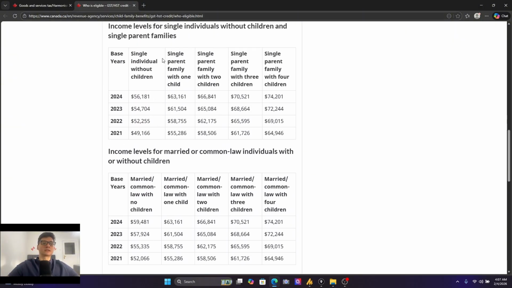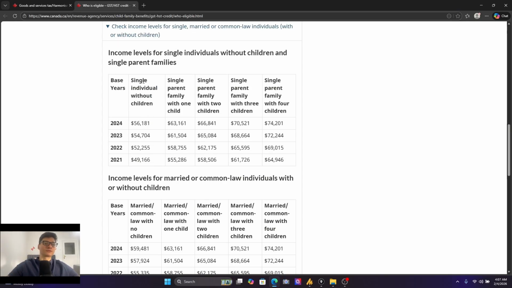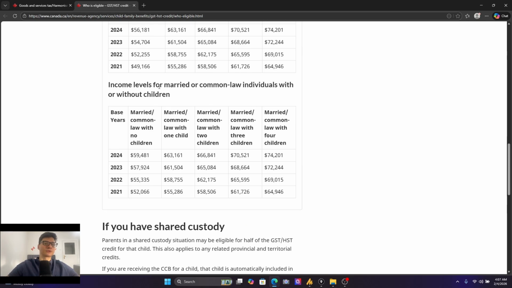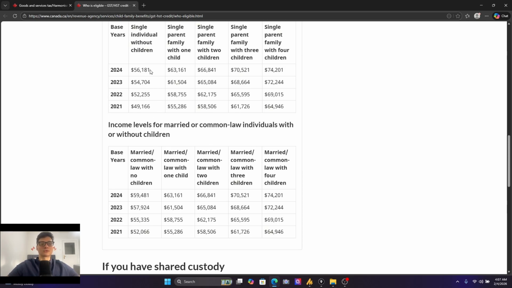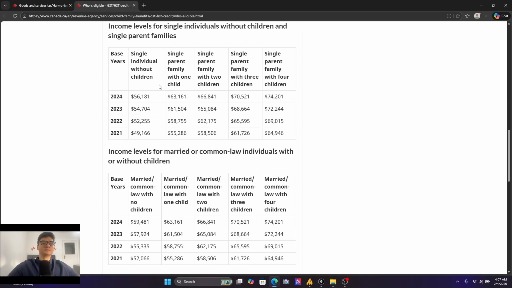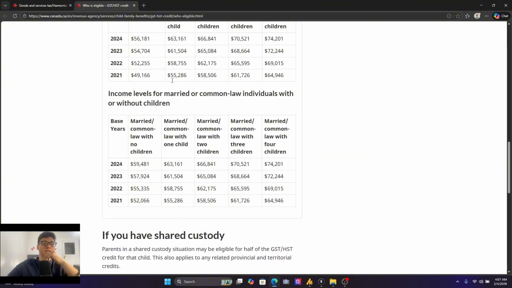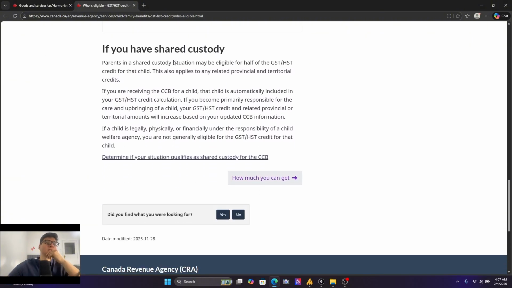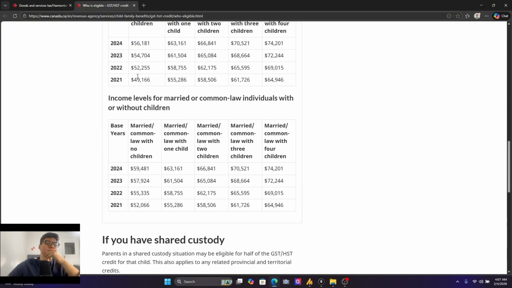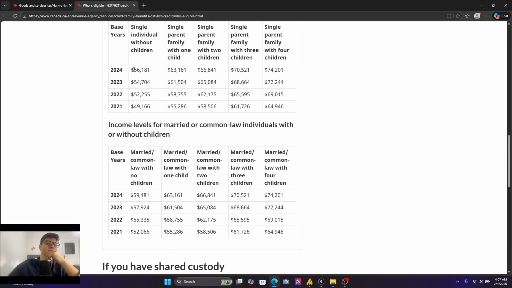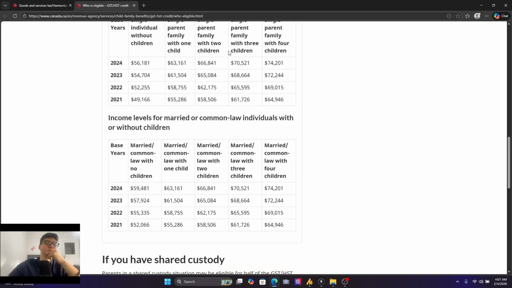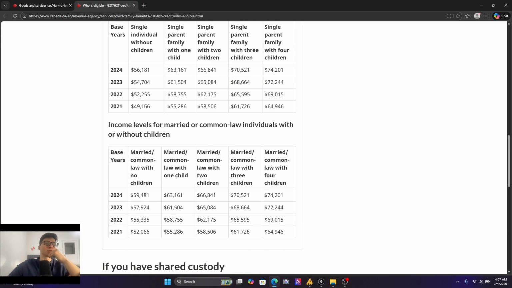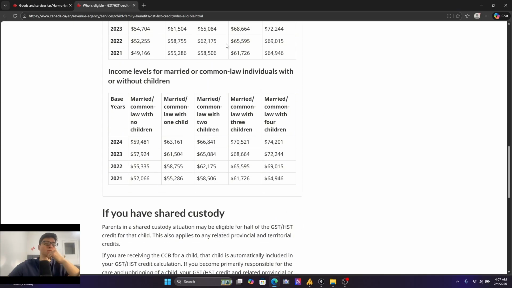So you can see here, if you're, let's say, a single individual without children, the amount for 2024, they haven't updated this for 2025 yet, was $56,181. Okay, if you had more than that, you would not be entitled to the GST HST credit. So again, these are things you need to consider if, for example, you are married, or if you're a single parent with a child, or with more than one child, etc.